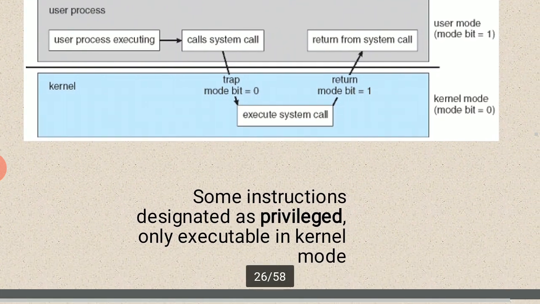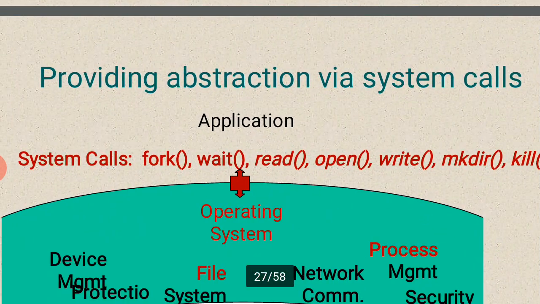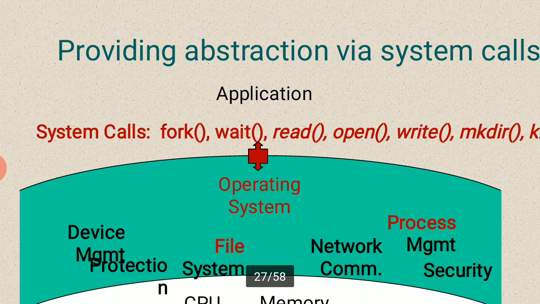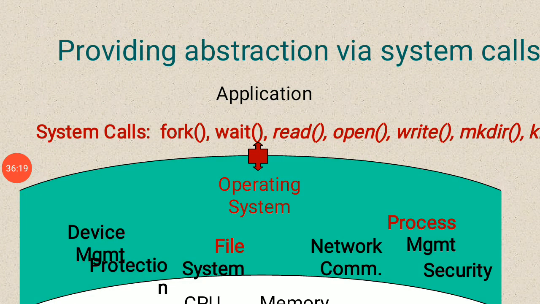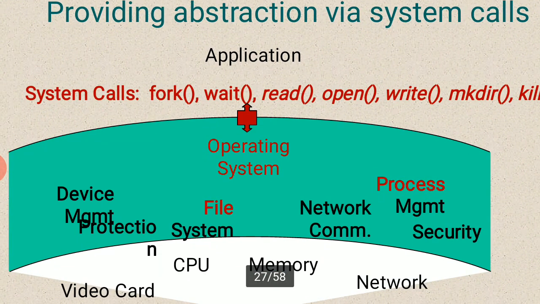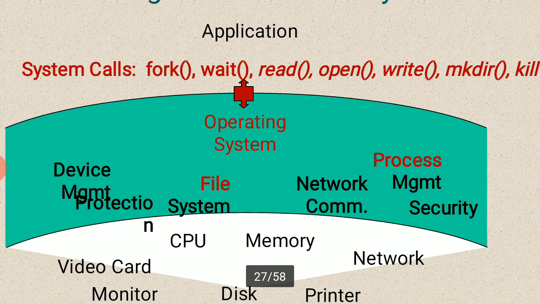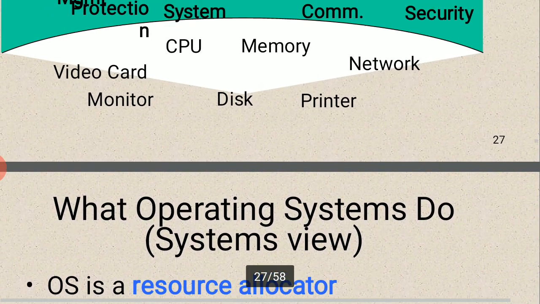Some instructions are designed as privileged and are only executable in kernel mode. The operating system provides abstractions to applications via system calls, such as fork, wait, read, open, and write. The operating system we have already discussed in the previous slide.